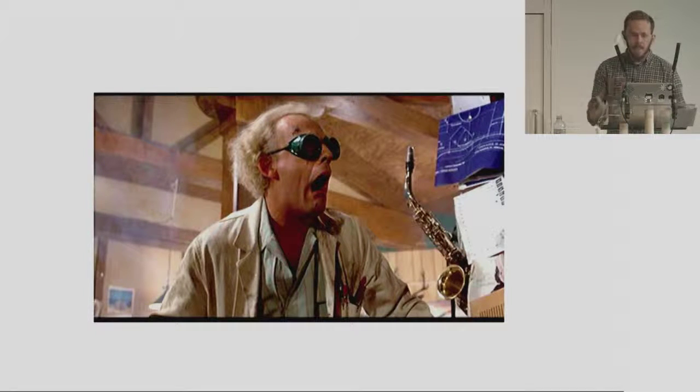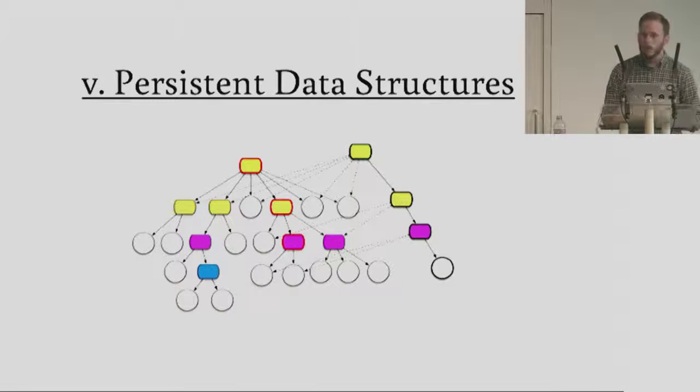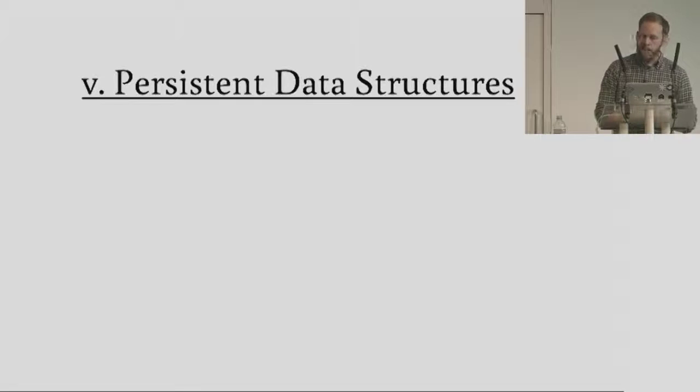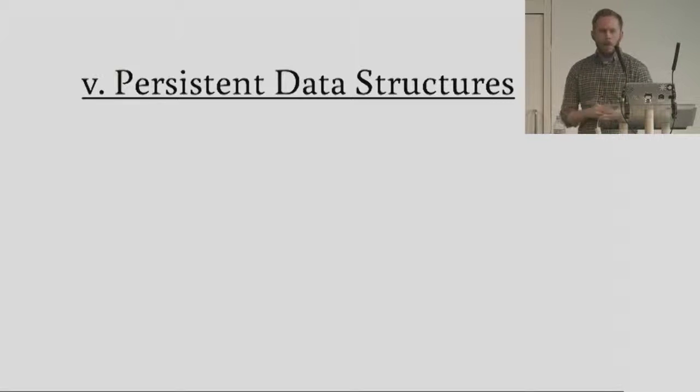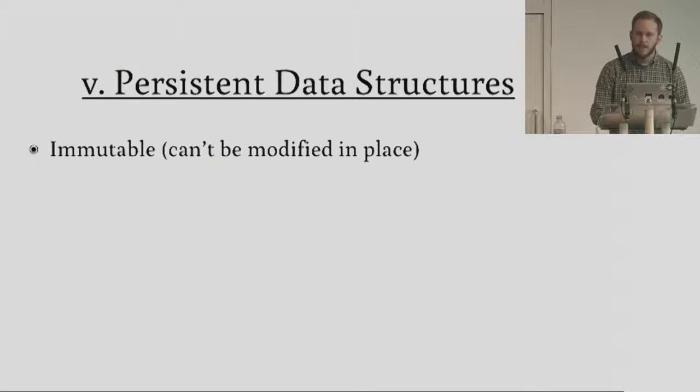But there's a second piece to the puzzle, and that's what's called persistent data structures. Now, persistent data structures have a number of properties. For starters, they're immutable. They cannot be modified in place, and this should probably sound a bit familiar now. They're values, right? They build on our understanding of state as an immutable snapshot in time.